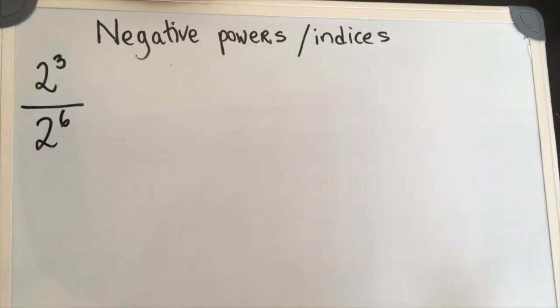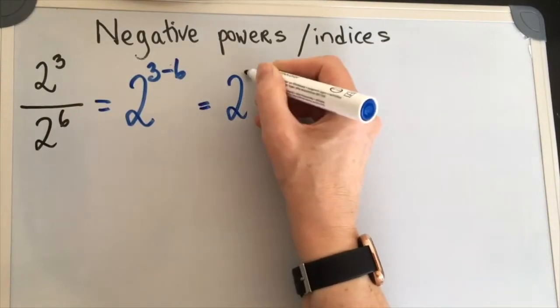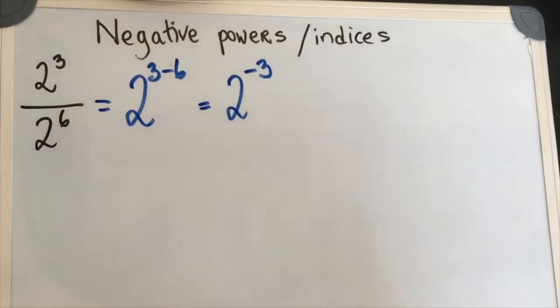Now let's practice some more. Pause the video and see if you can work out the answer to this. Did you get that? 2 to the power minus 3. 1 over 2 to the power of plus 3 is also a correct answer.